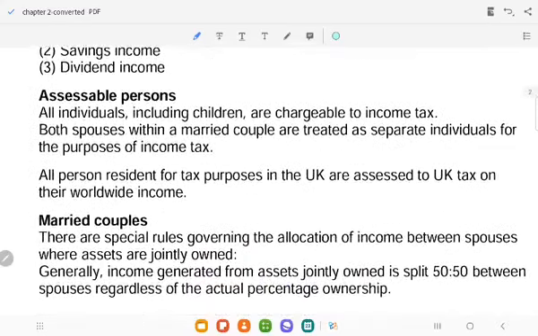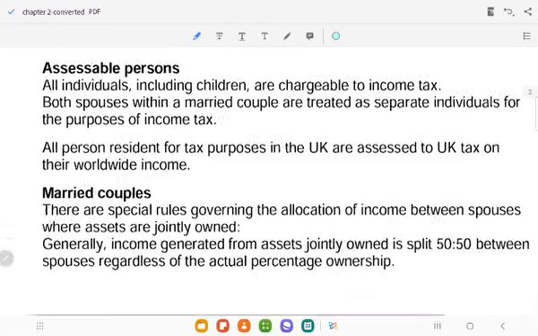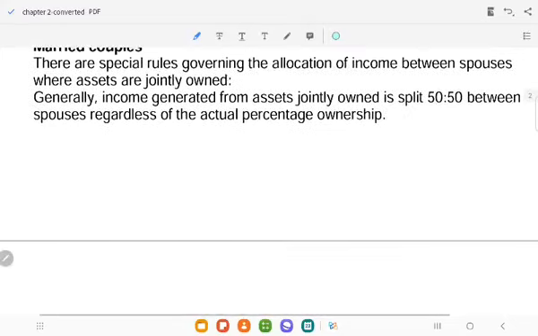Assessable persons: every individual, including children, is chargeable to income tax, and both spouses are considered separate individuals for the purpose of income tax. Special rules are there for married couples. If they own some property jointly, then the income from that property will be split 50-50 between the spouses, regardless of actual percentage ownership.